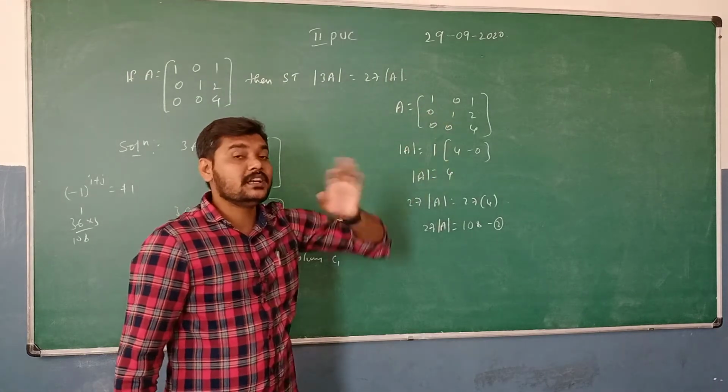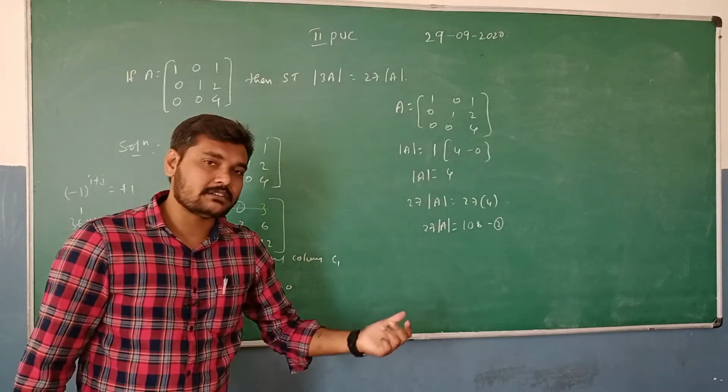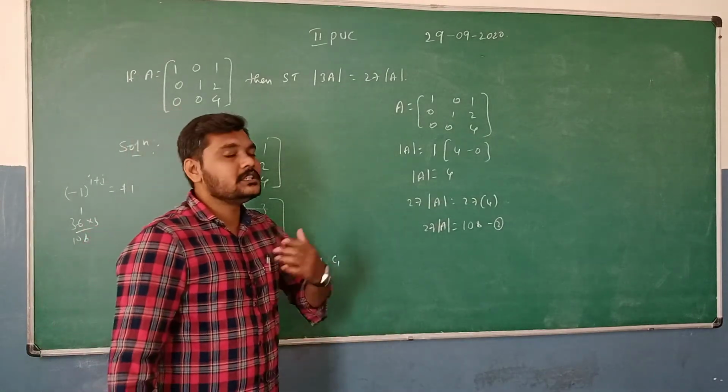We need to choose where the maximum number of zeros will be present in a given matrix, in a given row or in a given column. Okay, so we need to choose only those things.